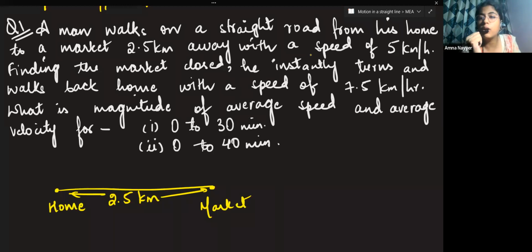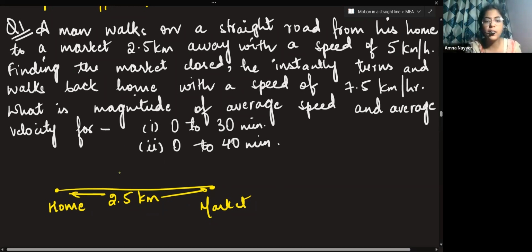If you are walking very fast or you are running, then you will reach the market faster, in a lesser period of time. So what is varying? Is the distance varying or your speed? Obviously your speed is varying. So here also, when the man went to the market, he went with the speed of 5 kilometers per hour. This is the speed V1 when he was walking.